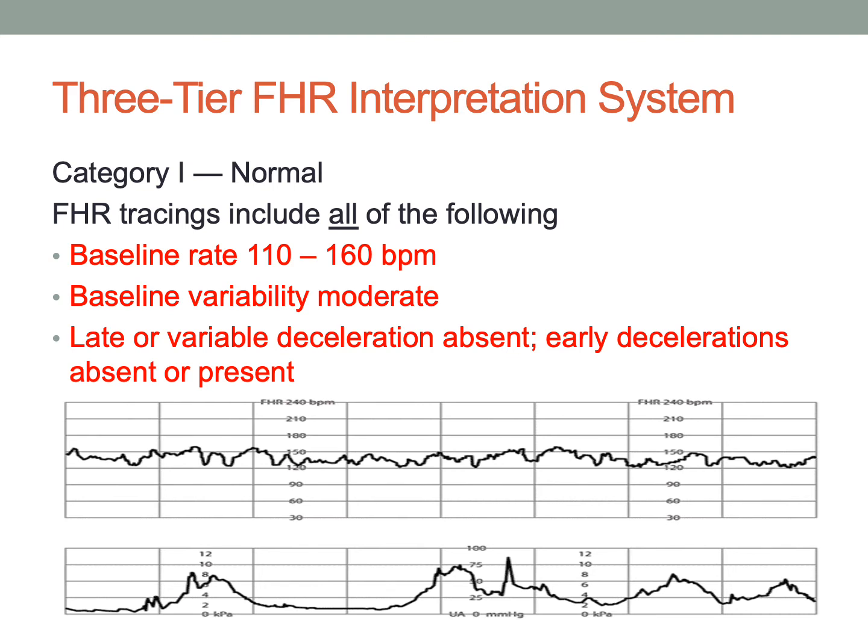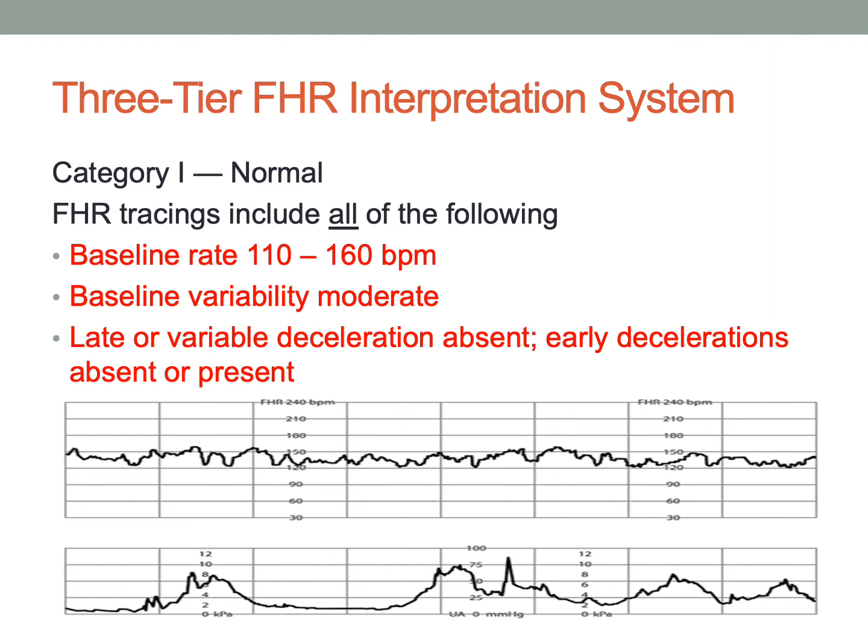So the 3-tier fetal FHR interpretation system, again, category 1 is normal, and then these are the requirements, and this is what it looks like. I wanted you guys to see this. You see the variability here. It goes up and down, up and down, up and down, etc. It's beautiful. The baseline, it's between our desired 110 to 160. If I had to guess here, I would say my baseline is 125, all right?